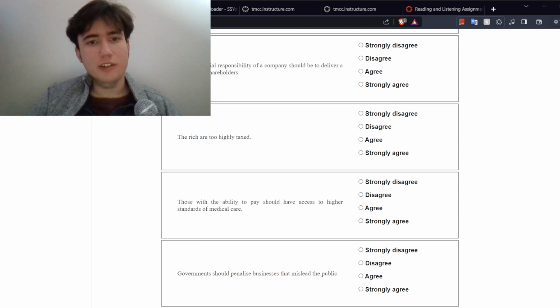The only social responsibility of a company should be to deliver a profit to its shareholders. I would strongly disagree with that.